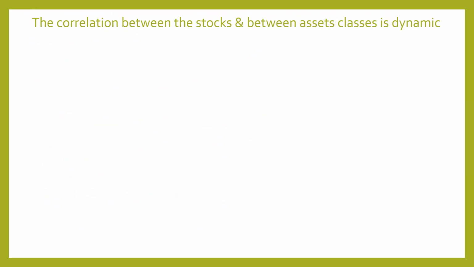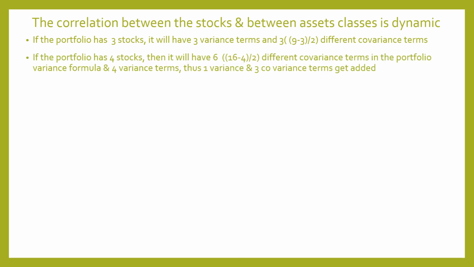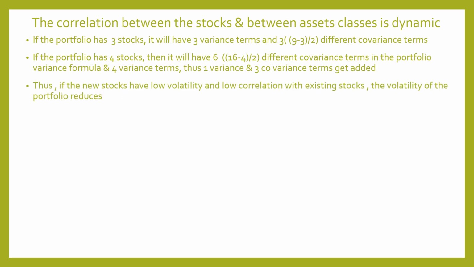The correlation between the stocks and between the asset classes is dynamic. If the portfolio has 3 stocks, it will have 3 variance terms and 3 different covariance terms. If the portfolio has 4 stocks, then it will have 6 different covariance terms in the portfolio variance formula and 4 variance terms. That's 1 variance term and 3 covariance terms get added by increasing just 1 stock.